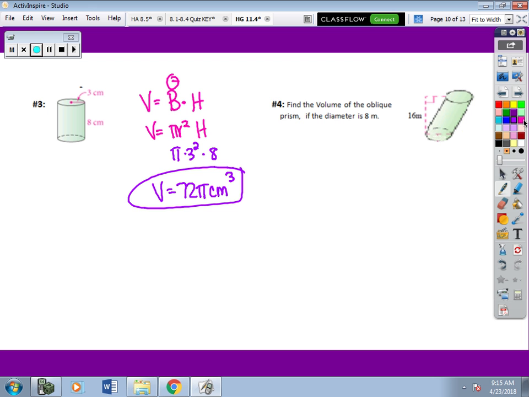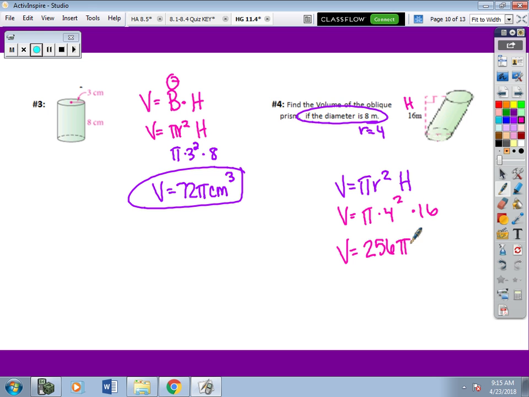And you do tell us the diameter is 8, which would make our radius 4. You'll just notice that the height, instead of being like a side of the cylinder, it'll be a dashed line, but this is still your height, distance from circle to circle. And then 16 times 16 will get us 256 pi cubic meters.